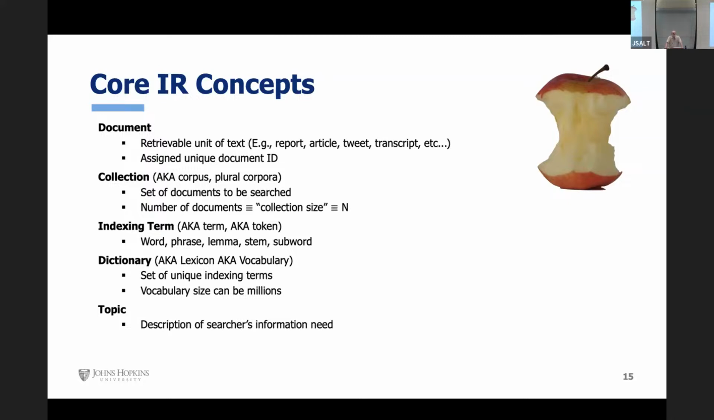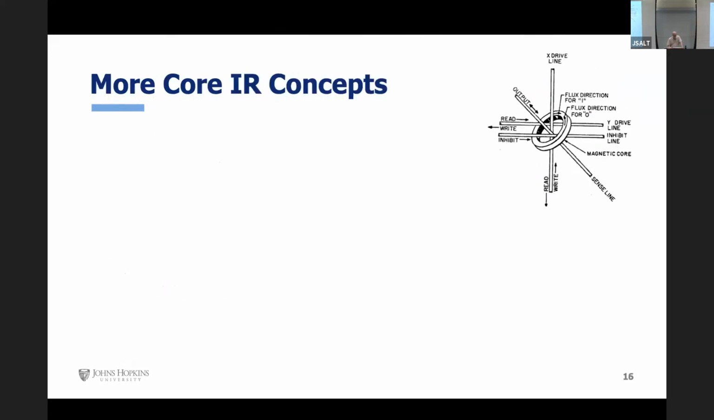A topic is a description of what the user wants to find. It's an expression of their information need, and not necessarily in any form. We just talk about the topic as some sort of description of what they're looking for. This is not the same as a query. A query is something you actually send to your retrieval engine, and there's a gap between information needs that users can express and what you have to put into the system. So we make that distinction.